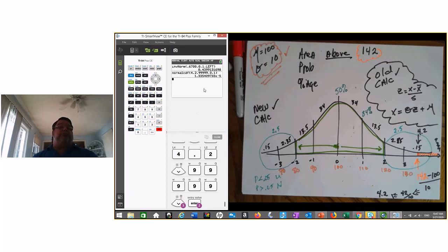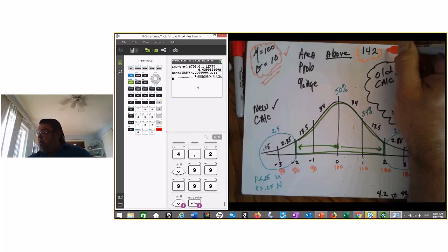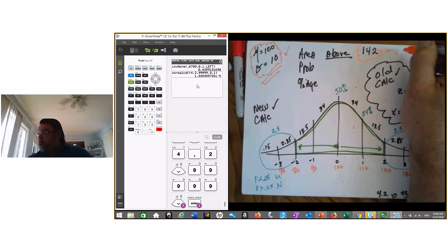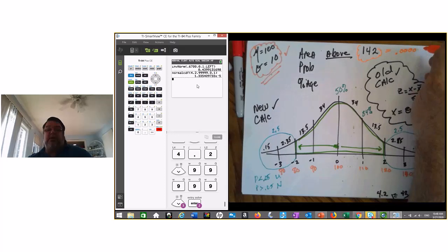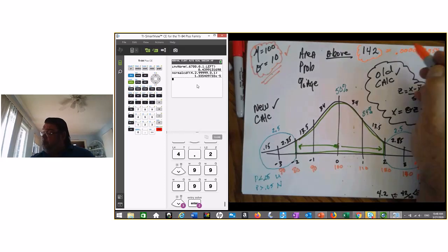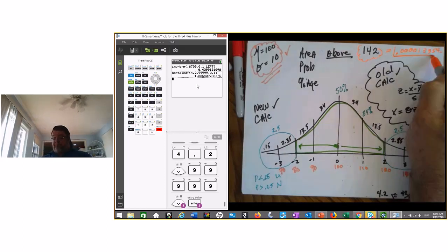Yeah, 0.00001, four zeros, 13. So that orange area is equal to 0.00001, what is that, 3354, dot dot dot.